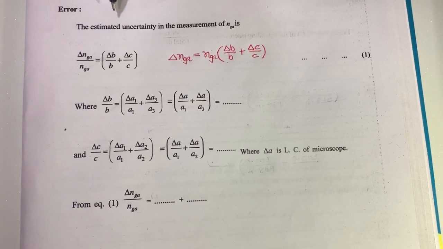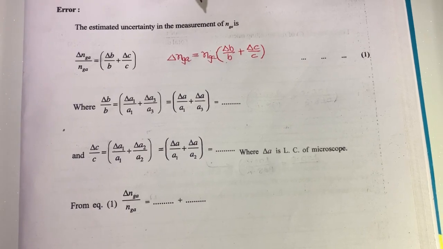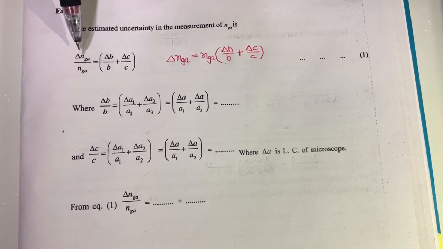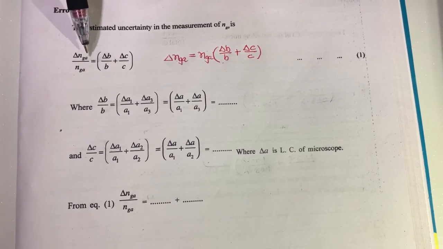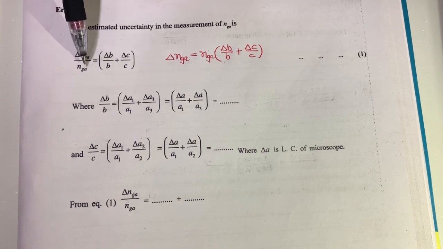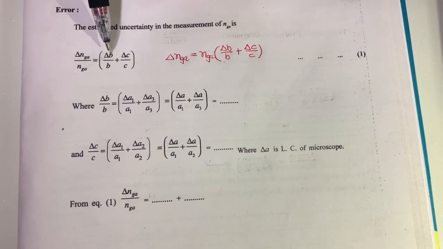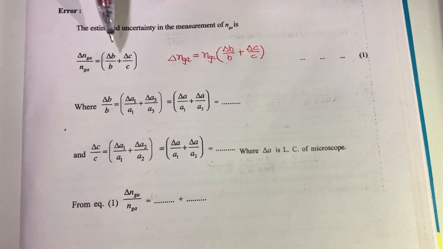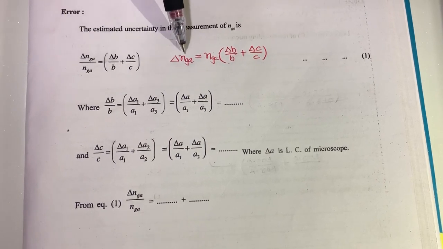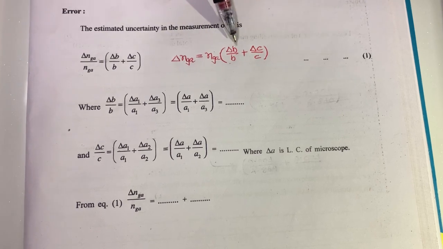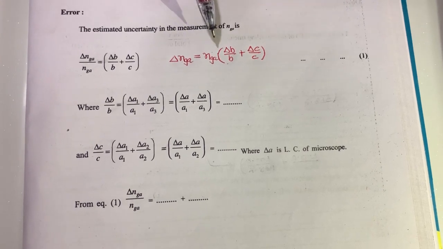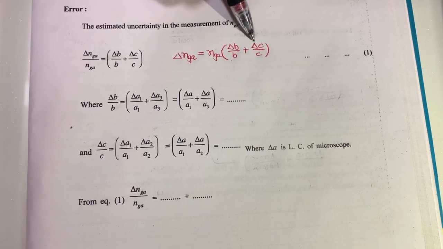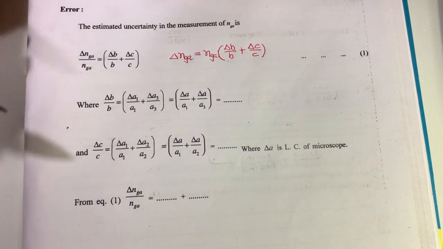Now estimation of error in the observation. So the equation is delta n glass with respect to air upon n glass with respect to air, that is delta B upon B plus delta C upon C. So we can calculate delta n as per this equation. Now first of all we have to calculate delta B upon B and delta C upon C.